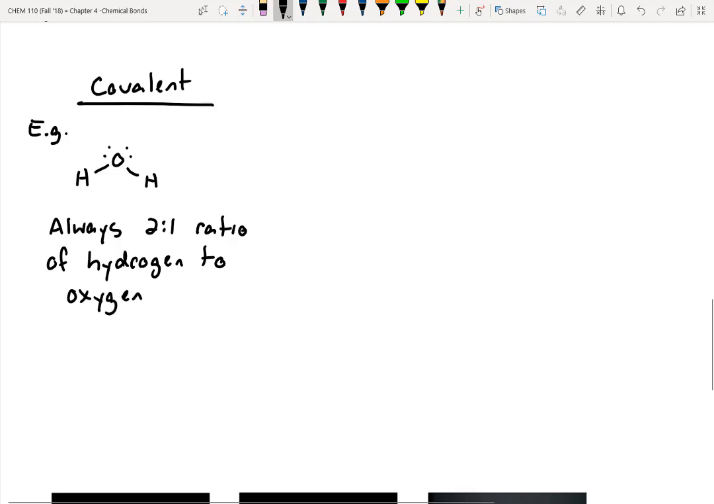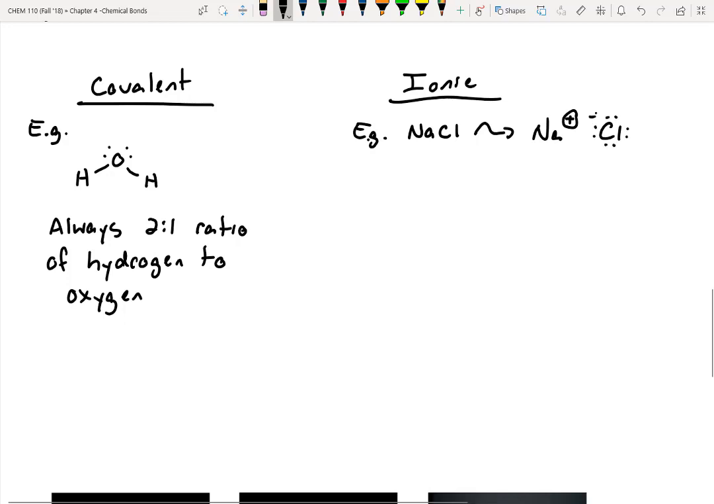All right, ionic compounds are a bit different. With ionic compounds, we don't have these bonds between atoms, those covalent bonds. Instead, it's an attraction between cations and anions. So let's take an example of table salt, right? Table salt, if you think about it, is a sodium cation that is really attracted to a chloride anion. And it's always going to be a 1-to-1 ratio of sodium to chlorine, or chloride, I should say.